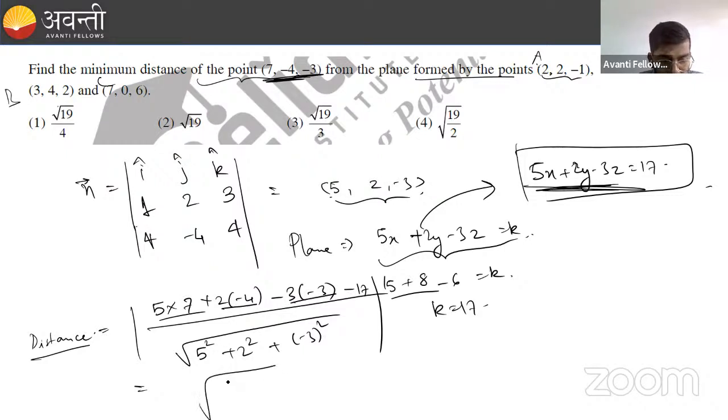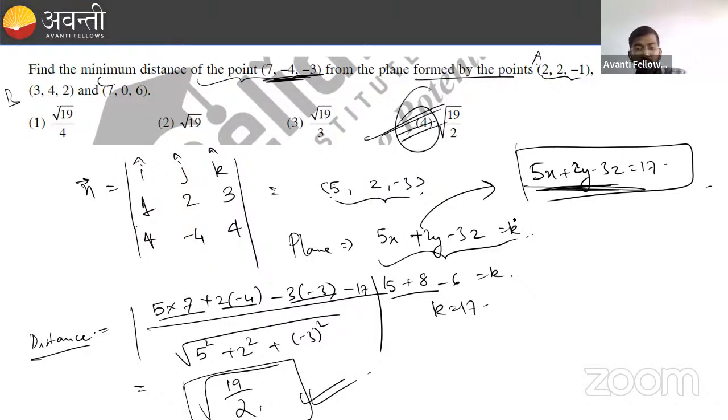This comes out to be 19 upon under root of 38, which simplifies to under root of 19 upon 2. So the answer is under root of 19 upon 2. Here you can see the answer is option 4.